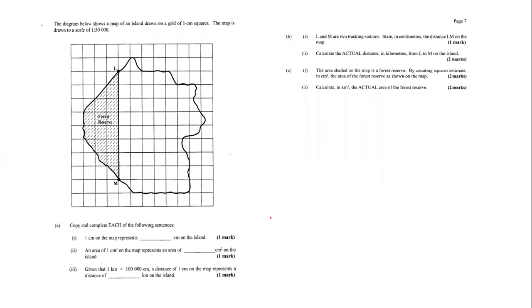What's called map work, we call it scale measurement. It appears now and then, but it's something simple you can pick up. Okay, let's look at this idea. Can somebody read the top for me? The diagram below shows a map of an island drawn on a grid of 1 centimeter squares.